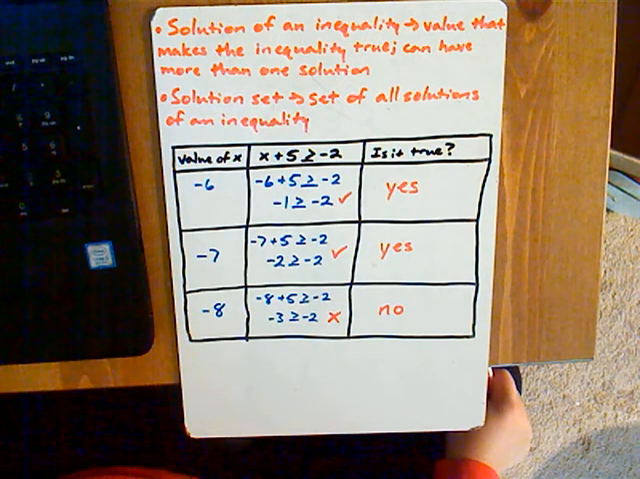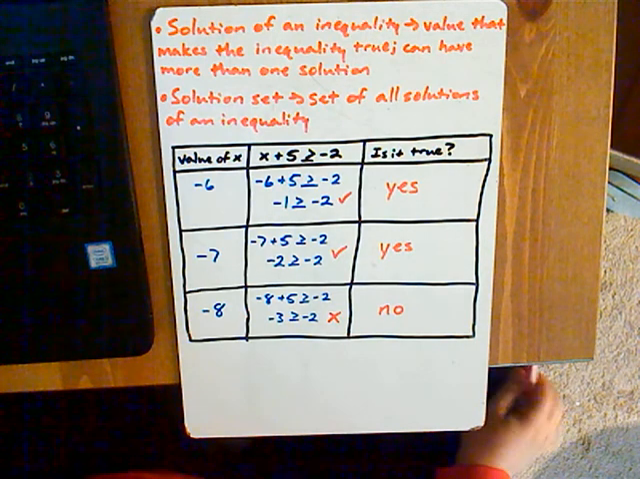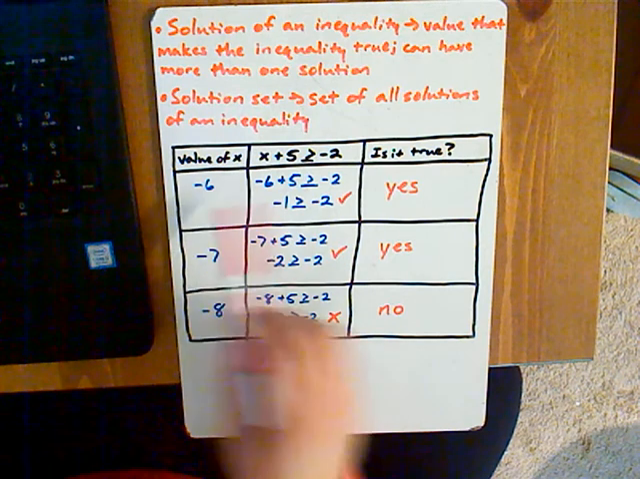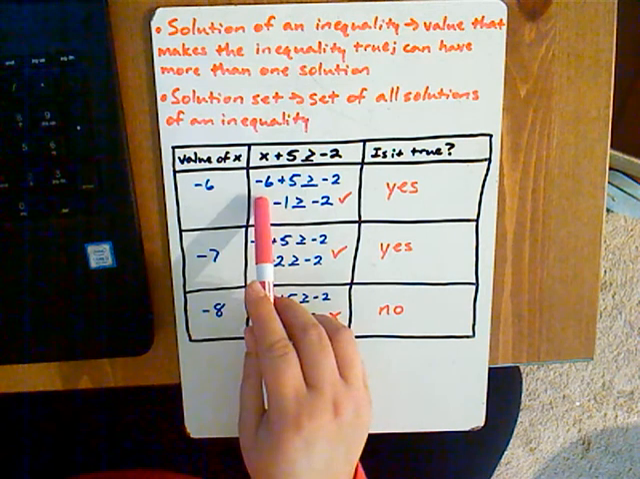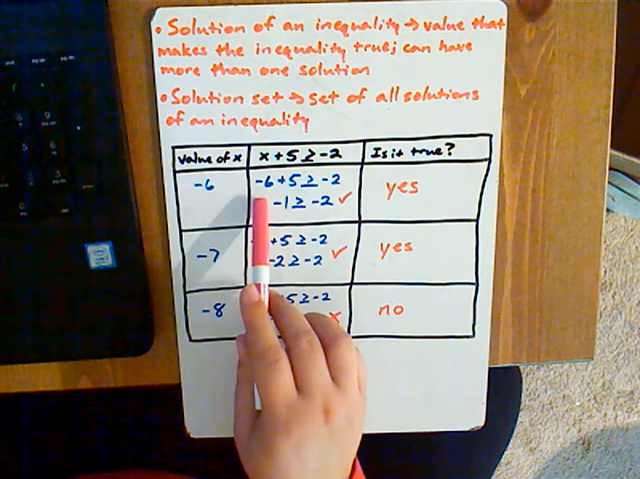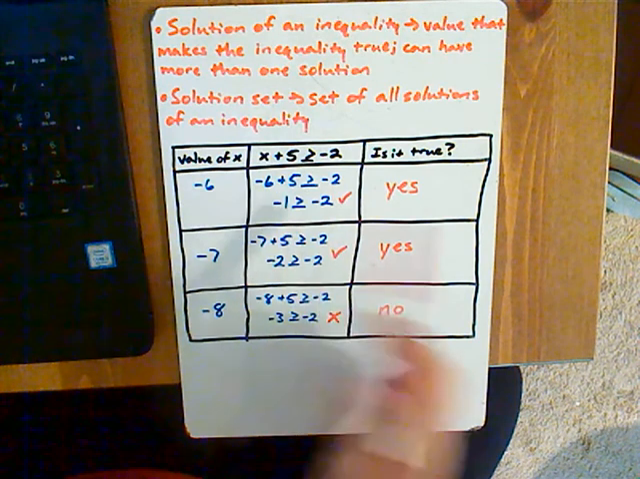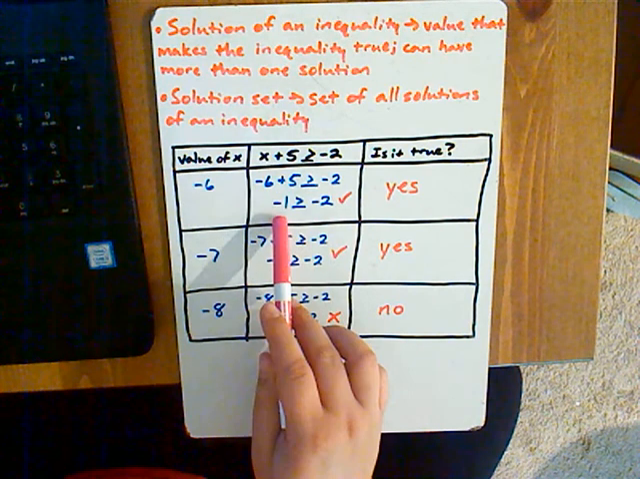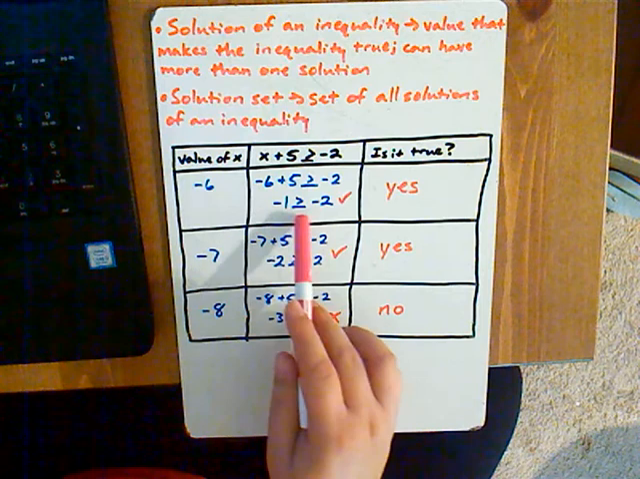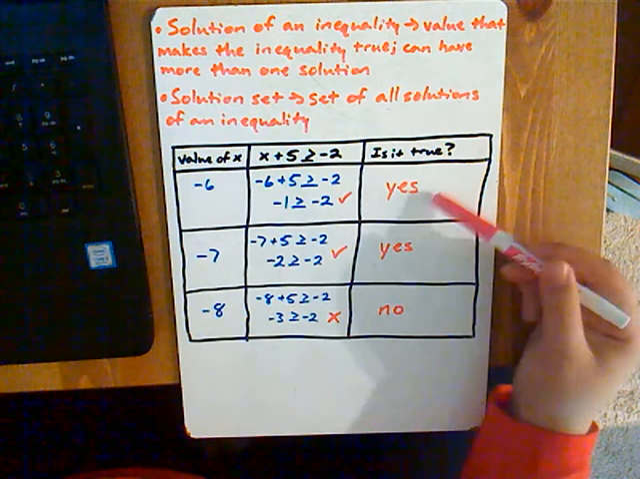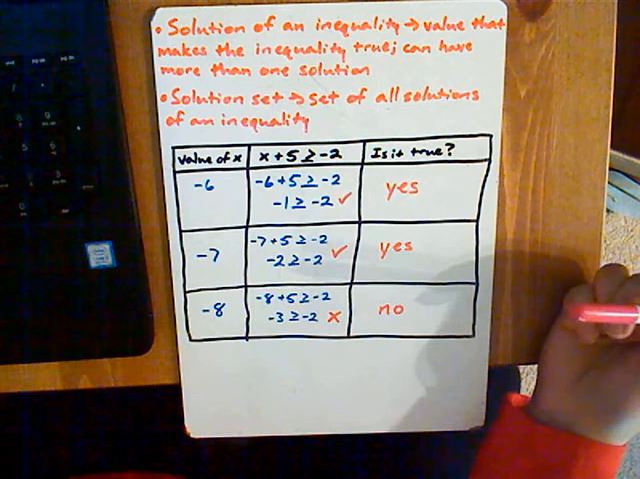So our first value for x is negative 6, and so that negative 6 just gets plugged in for the x in this inequality. So negative 6 plus 5 is greater than or equal to negative 2. Negative 6 plus 5 is negative 1. Negative 1 is greater than or equal to negative 2. This is true, so our inequality is true.